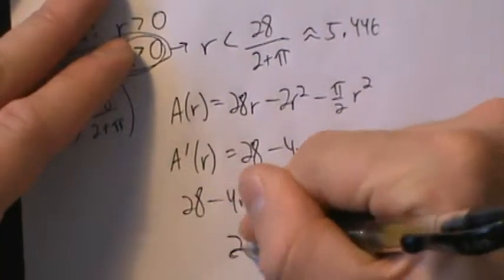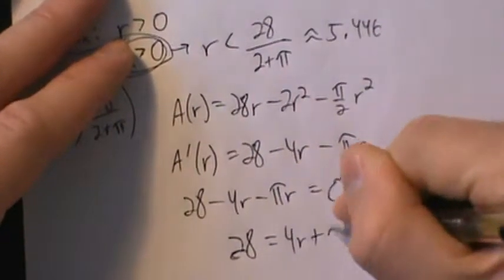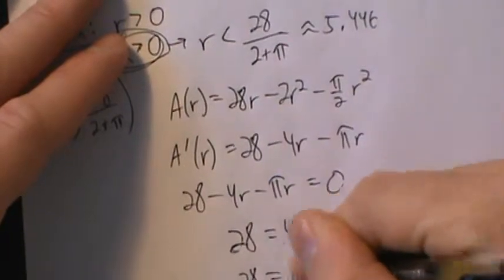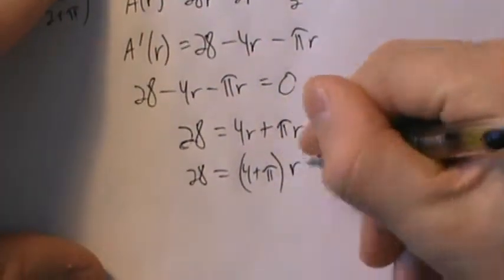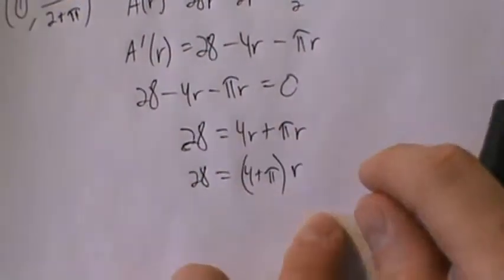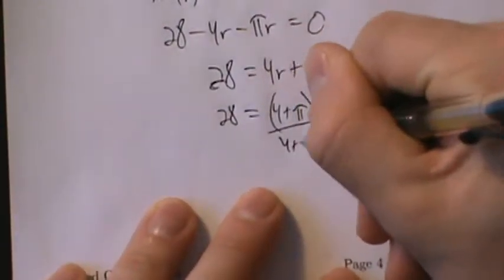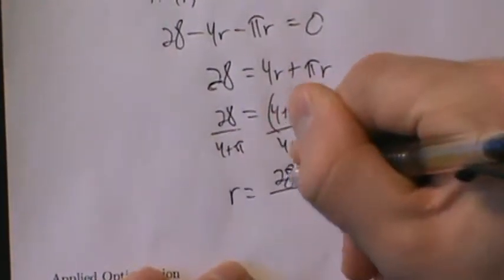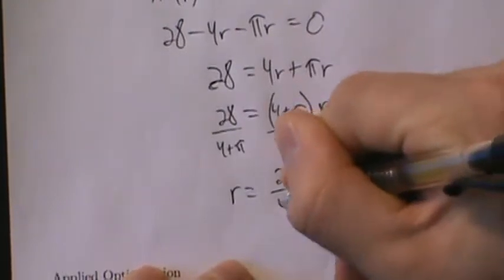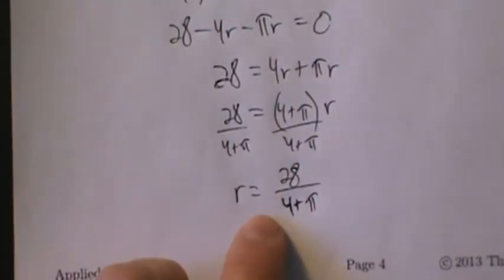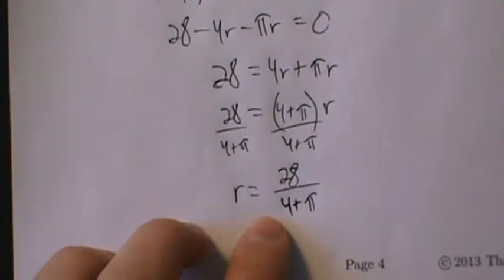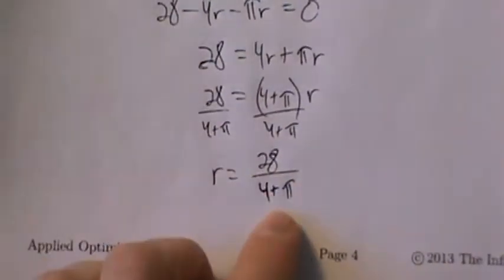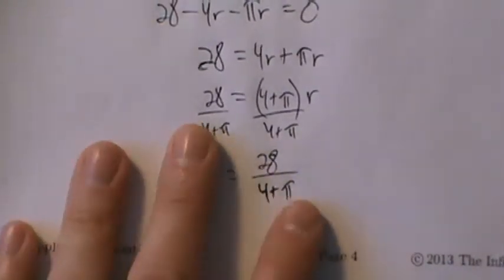So 28 equals 4r plus pi r. In other words, 28 equals 4 plus pi, that quantity times r. We're just factoring out the common factor of r here. And then divide both sides by 4 plus pi. And then we end up with r equals 28 over 4 plus pi. First of all, we want to know, is this actually in the domain? You can just eyeball it: our domain is capped at 28 over 2 plus pi. 28 over 4 plus pi has a larger denominator, so it's going to be a smaller number. So yeah, that's in the domain.